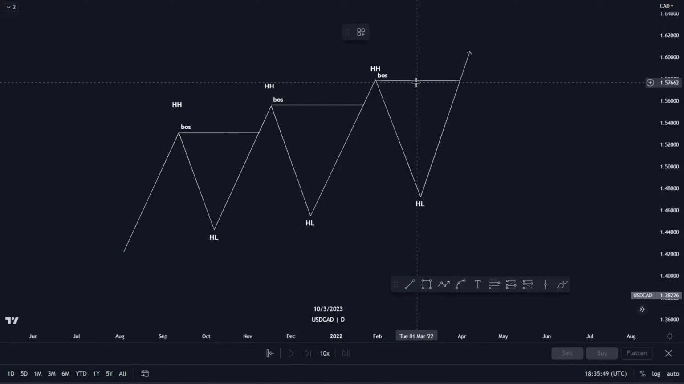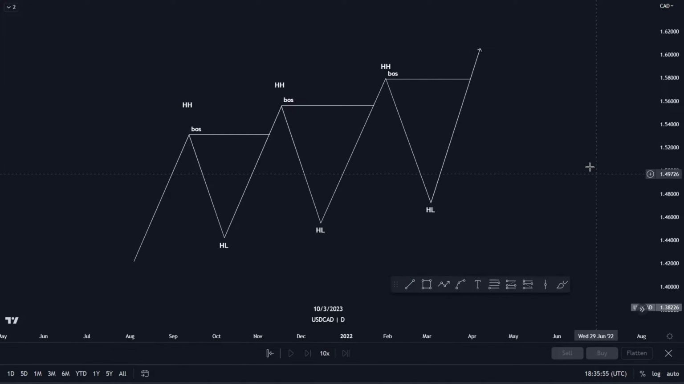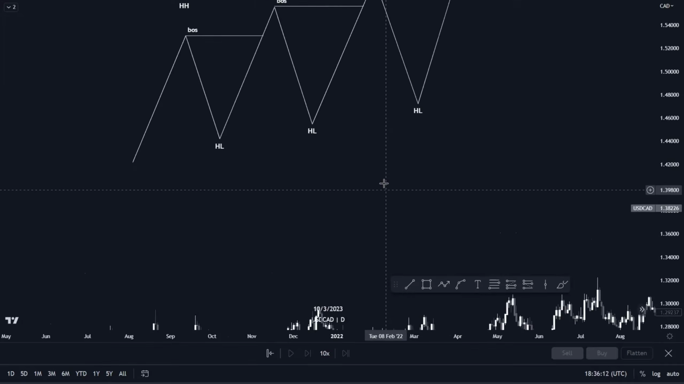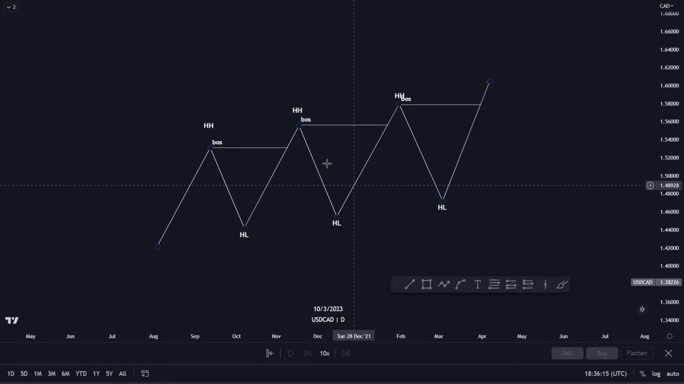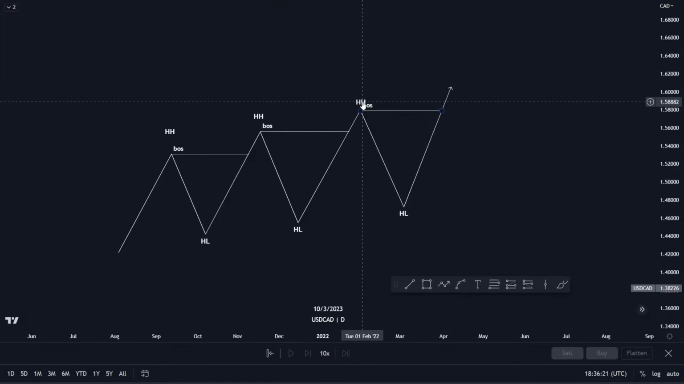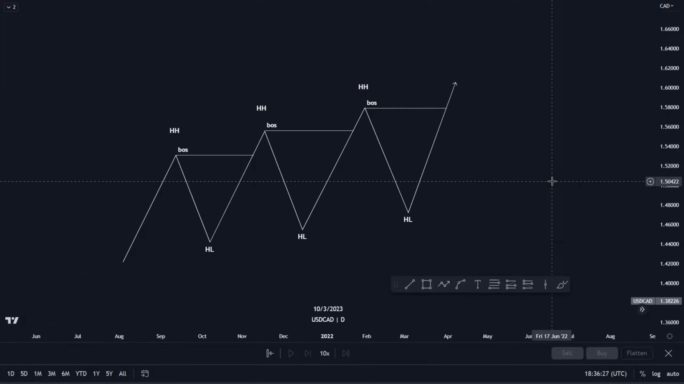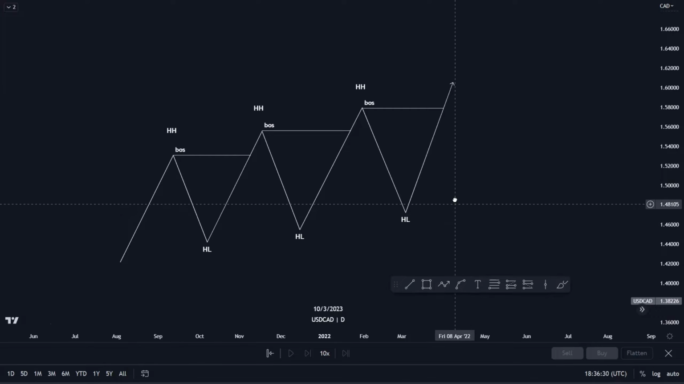Now, another thing that you should consider is that a break of structure is only valid when the previous high is broken with a candlestick close, meaning that there has to be a full candlestick close like this in order for us to consider it a valid close. If it wicks just above our high or our low, that is going to be considered a grab of liquidity.